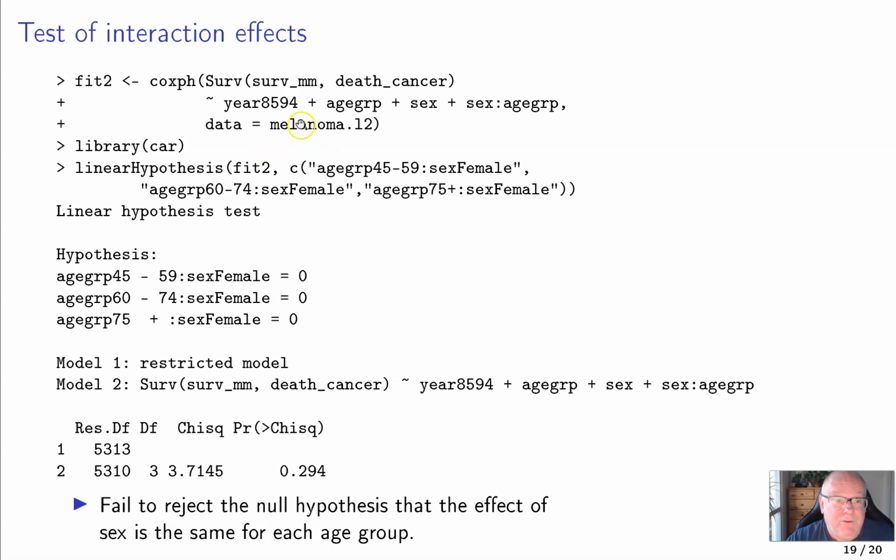So let's fit the model, and then we're going to test the linear hypothesis that this parameter, and this parameter are simultaneously 0. So here is our test here. The 3 interaction effects are 0. And we see, here's the test statistic, 3.7. Under the null hypothesis, this test statistic has a chi-squared distribution with 3 degrees of freedom. Here's the p-value. Well, we fail to reject the null hypothesis that the effect of sex is the same in each age group.